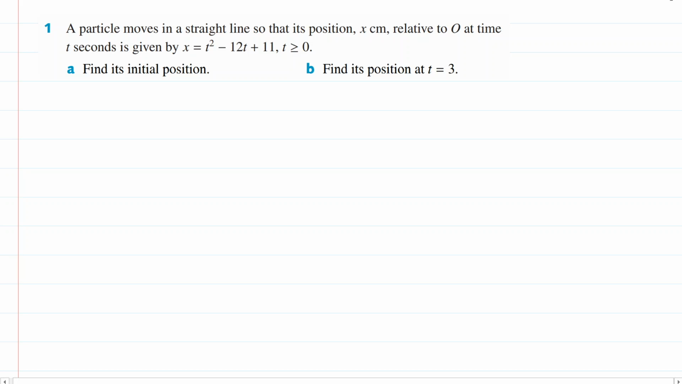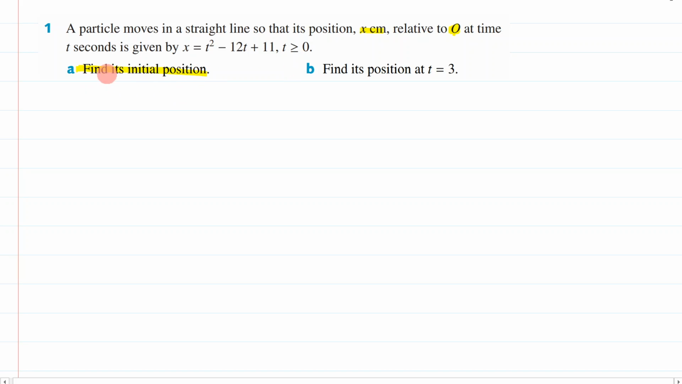Welcome. So in this video, I'm going to go through question 1 of exercise 18F, and I'll be going through it by hand and then also with the CAS. So it says a particle moves in a straight line so that its position x centimeters relative to the origin at time t seconds is given by x is equal to t squared minus 12t plus 11, where t is greater than or equal to 0.